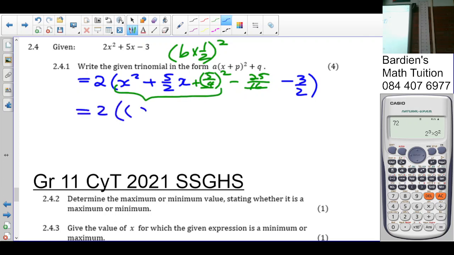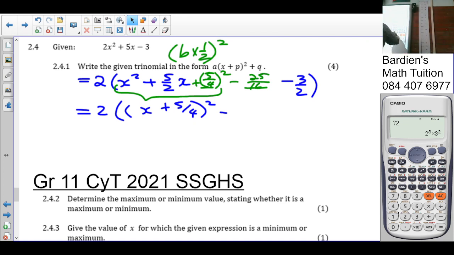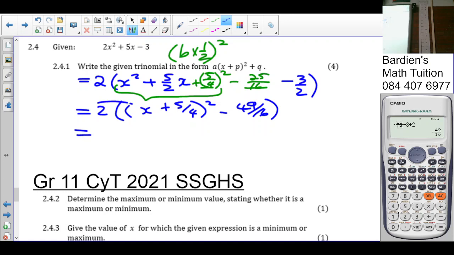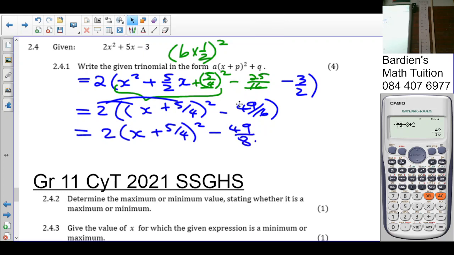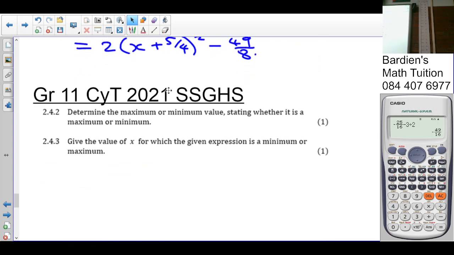So it's 2 into x plus 5 over 4 squared minus negative 25 over 16 minus 3 over 2, which gives us negative 49 over 16. Is that correct? Yes. So let's get rid of the outer bracket. So it's 2 into x plus 5 over 4 all squared minus 49 over 8. Alright, that's in the form that they asked us for.